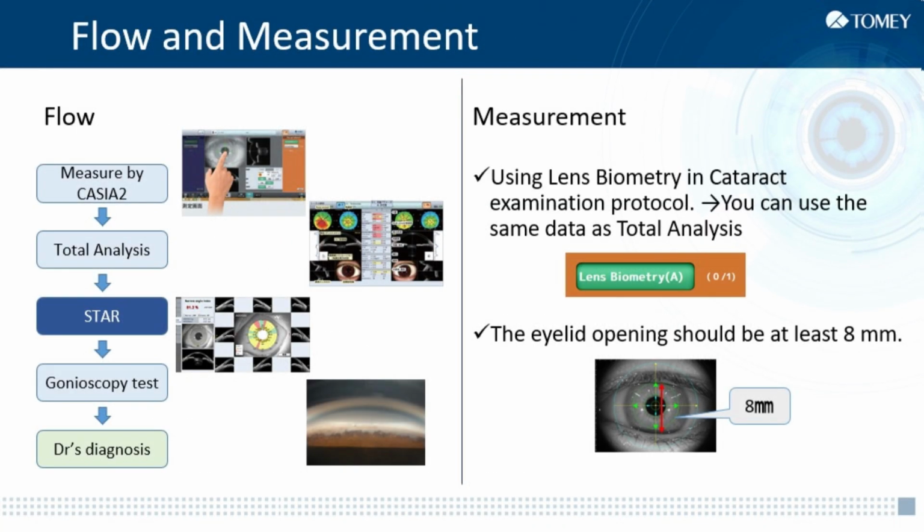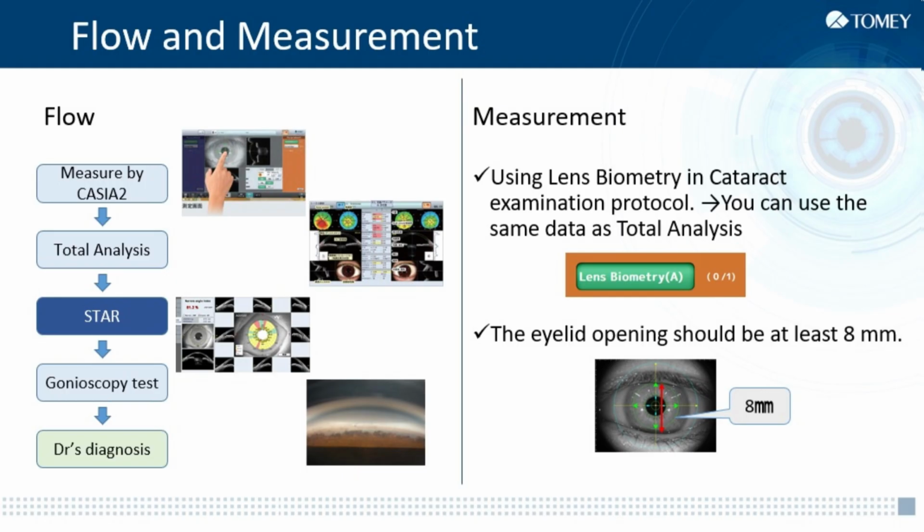And this is an example of a recommended clinical workflow. After measurement, perform a total analysis first to check for any abnormalities, and move on to the STAR application. Then refer to the STAR application, perform gonioscopy if necessary, and then proceed to a doctor's diagnosis. Regarding measurements, we recommend using lens biometry in the cataract protocol. This is because if you measure with lens biometry, you can use this data for total analysis too.